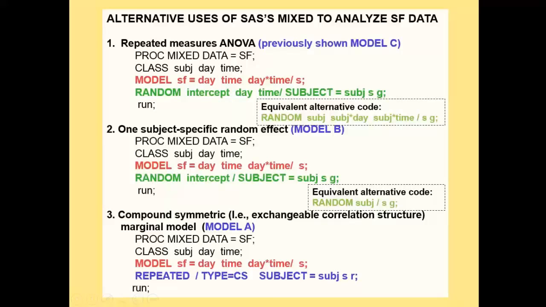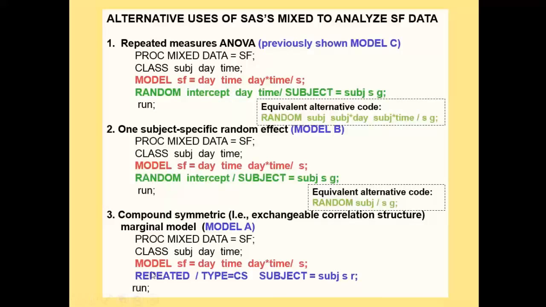Now you notice that neither of these first two have a repeated statement. But what's the R matrix for the first two? It's sigma square I, right? It's independent for the first two. I don't have a repeated statement, but there is an R matrix. It's always an R matrix. You with me on this? Okay.